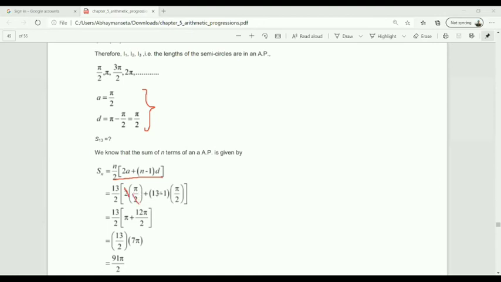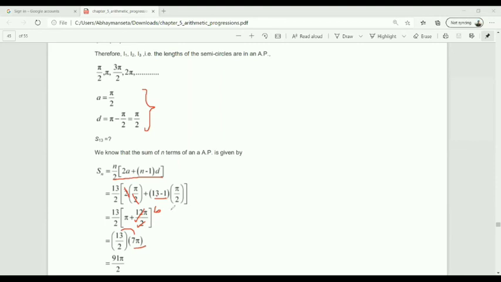Pi plus, here 13 minus 1 gives 12. Yes or no? 13 minus 1 gives 12. So 12 pi by 2. Now we cancel out: 2 sixes are 12, so it gives 6 pi. Is it clear? 6 pi plus pi gives 7 pi. Now we multiply: 13 sevens are 91. So 91 pi by 2 is the answer.